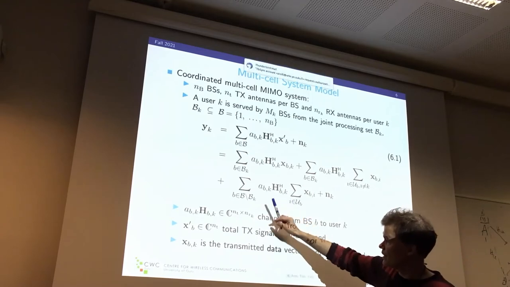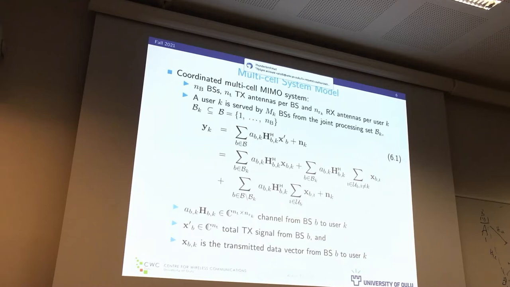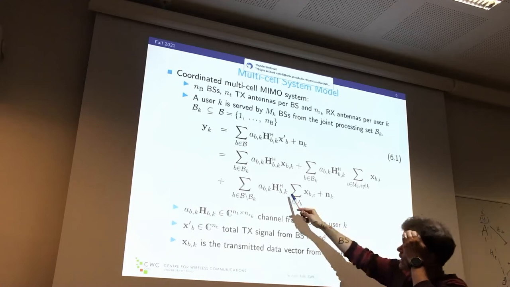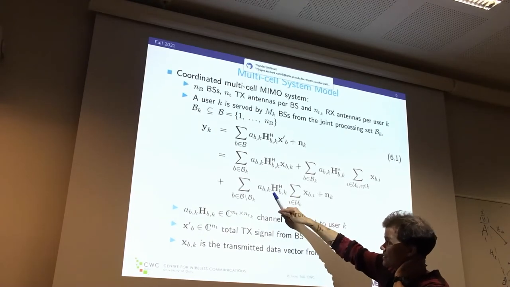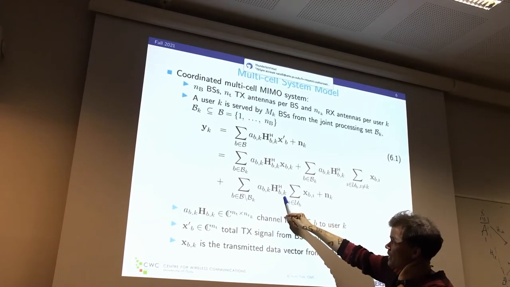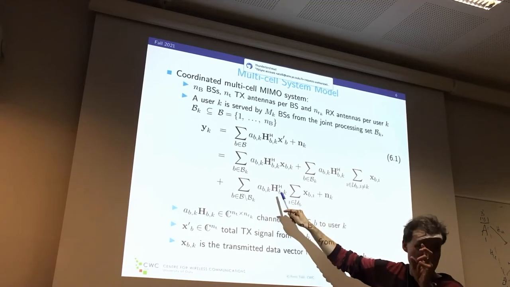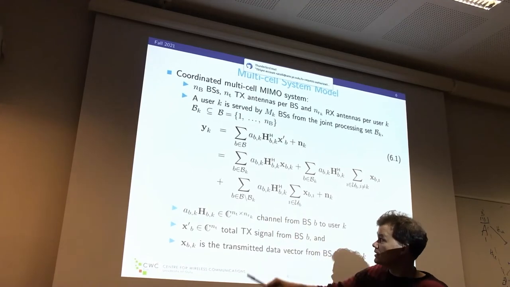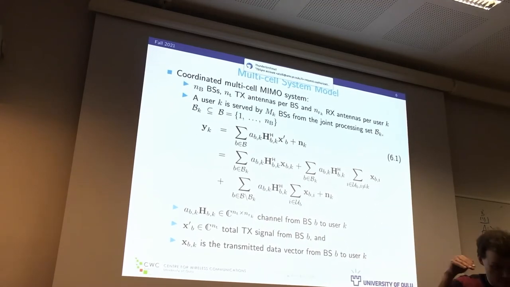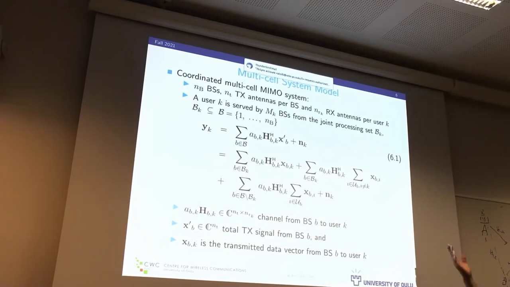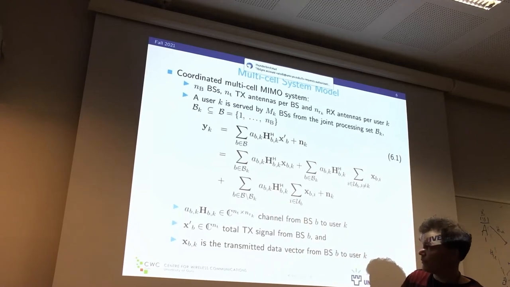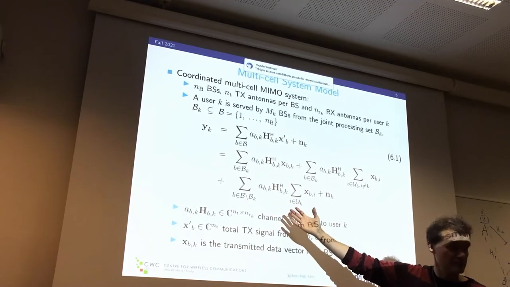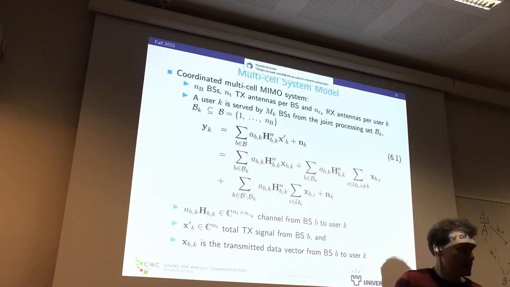What's A_BK? A_BK, okay, sorry about that. A_BK is the path loss. Yes. So here we have split the channel. This is the channel matrix from base station B to user K. This is the normalized fast fading part of the channel matrix. And this is the path gain due to the propagation loss. Okay. It can be included in H, but it will just change the variance of this term of H to A_BK squared.